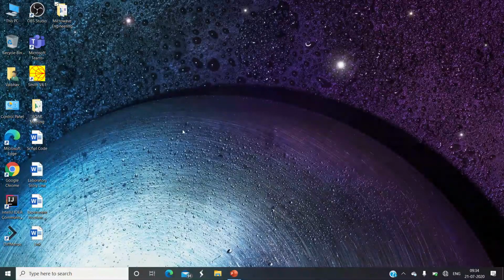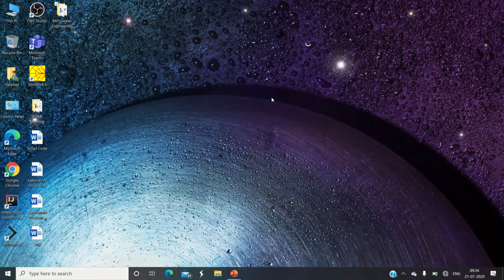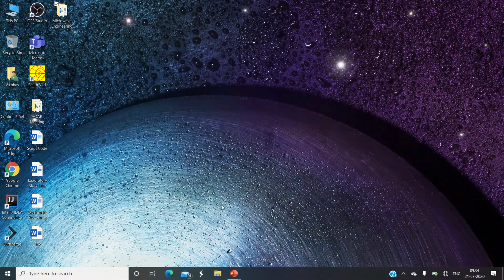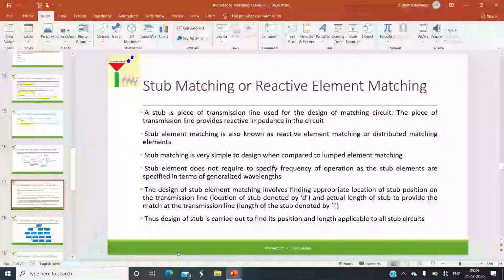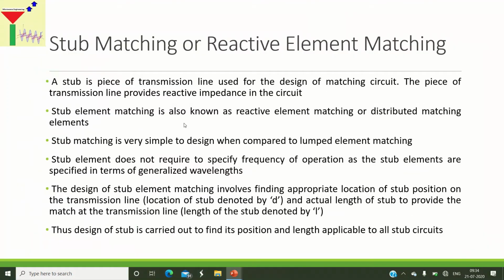So we go ahead to the next step, and we will see the next type of matching circuit, that is the impedance matching circuit design using a piece of transmission line, which is popularly known as stub element matching. Okay, so first of all, we will go through a brief presentation of what we mean by stub element matching, which is sometimes also known as reactive element matching, or with the other name as distributed element matching. Okay, so let us see what that stub element matching is. Okay, so I will put this on presentation mode.